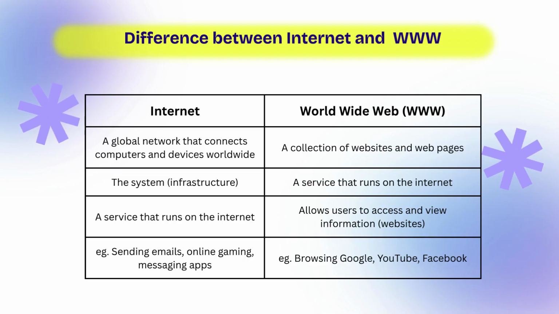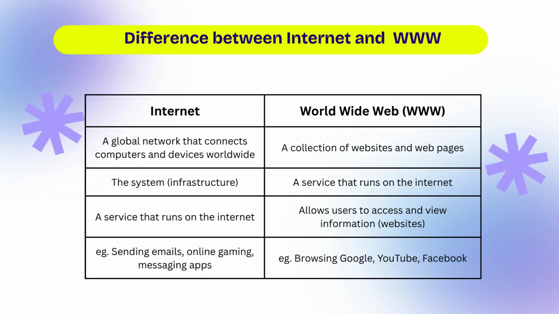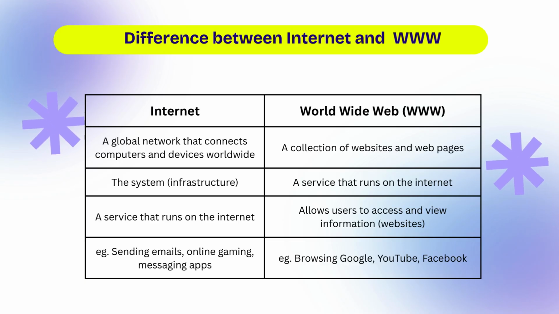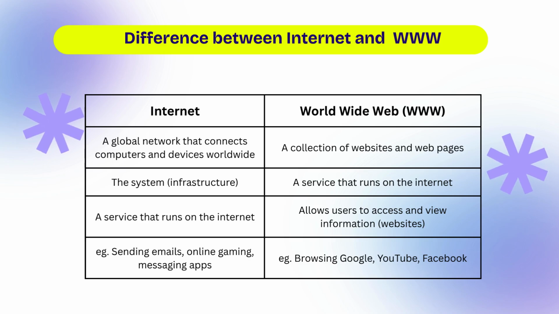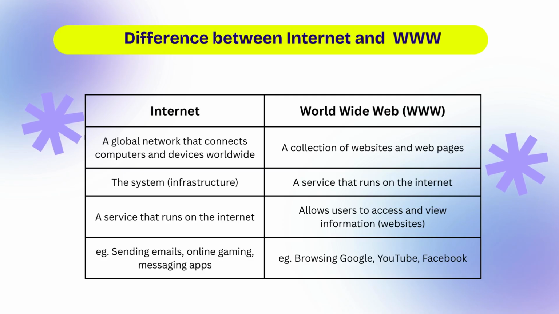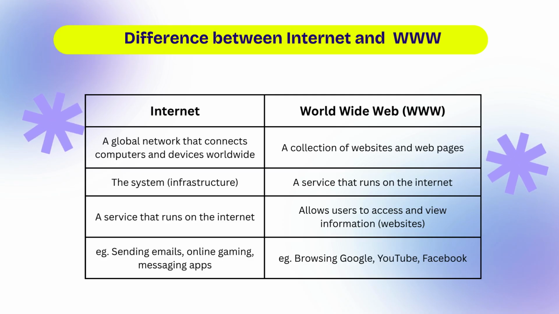Here's another simple way to see it. The internet is the system, the web is a service. And here is something interesting. The web is just one of many services that use the internet. Other services include email, online gaming, file sharing, messaging apps. All of these use the internet, but they are not the web. Now you know the difference. Yay!